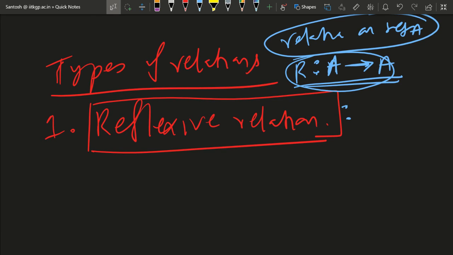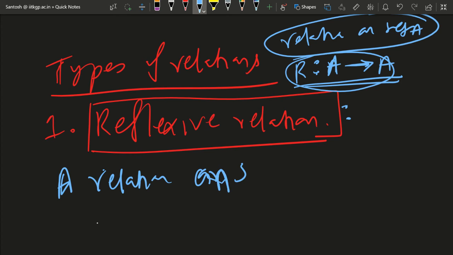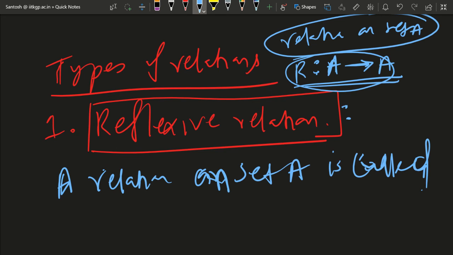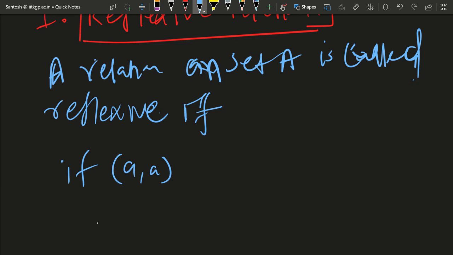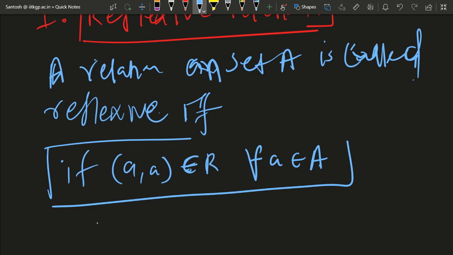What is a reflexive relation? What is the definition? According to the book, a relation on set A is called reflexive if A comma A belongs to R. Belongs to R means A is related to A. Every element is related to itself, for all A belongs to the set A. So this is the main definition of reflexive.